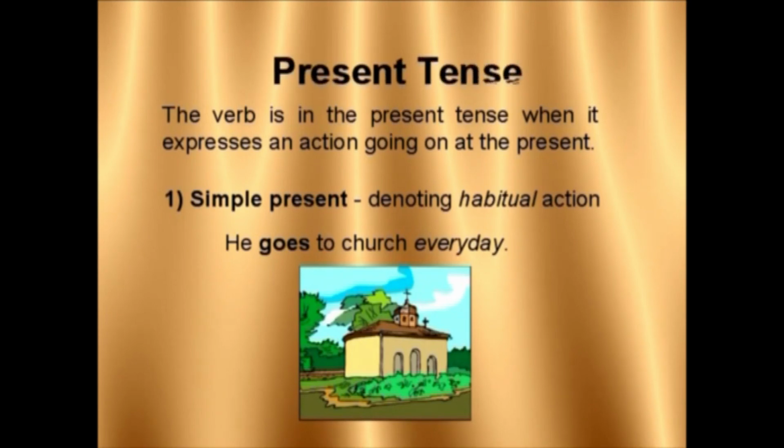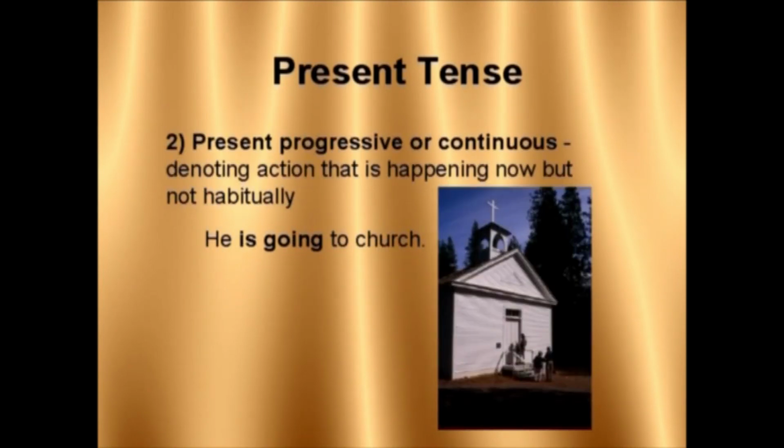Present tense. The verb is in the present tense when it expresses an action going on at the present. The present tense of the verb may be 1. The simple present, denoting habitual action. He goes to church every day. 2. The present progressive or continuous, denoting action that is happening now but not habitually. He is going to church.